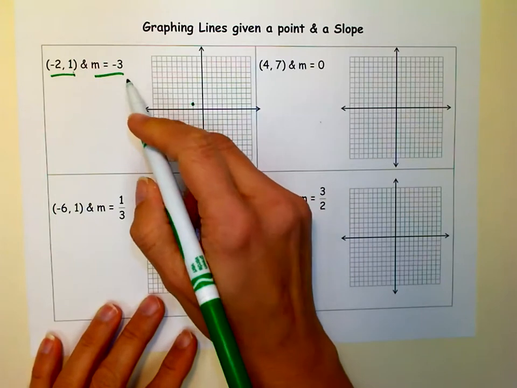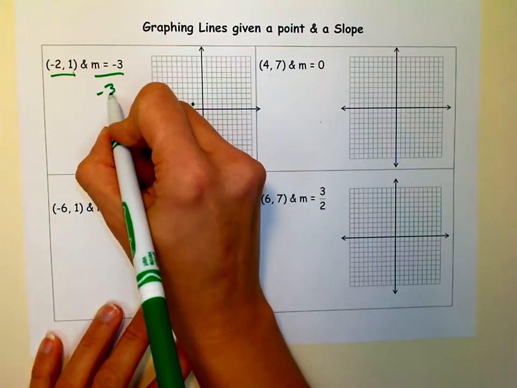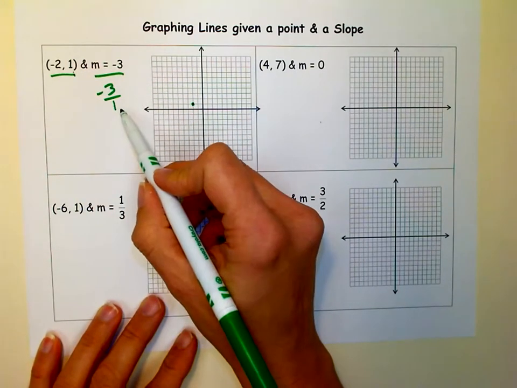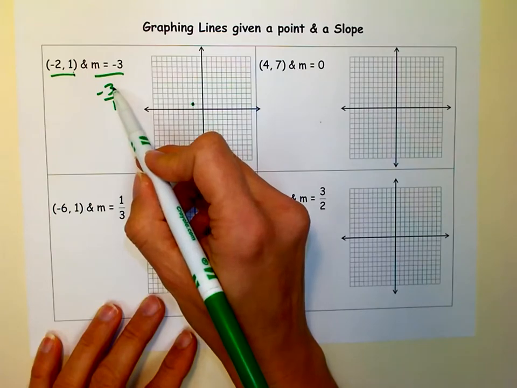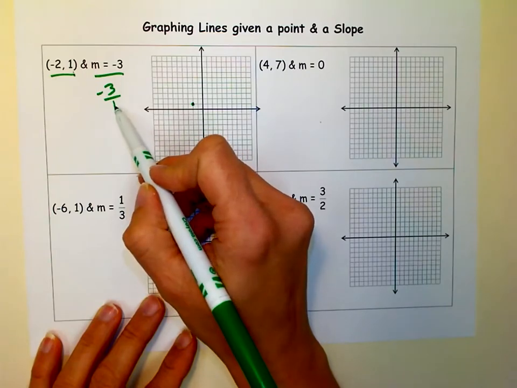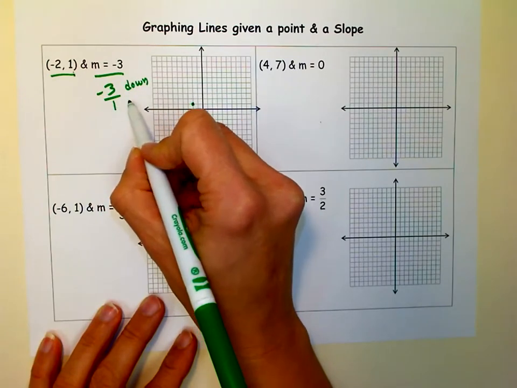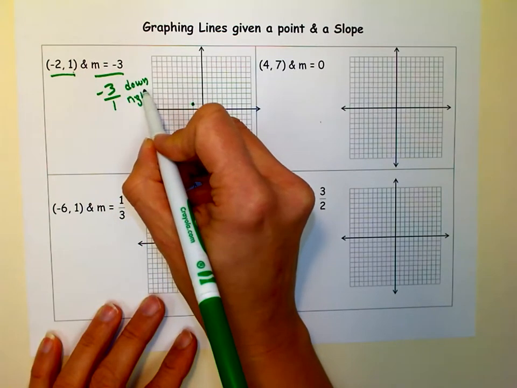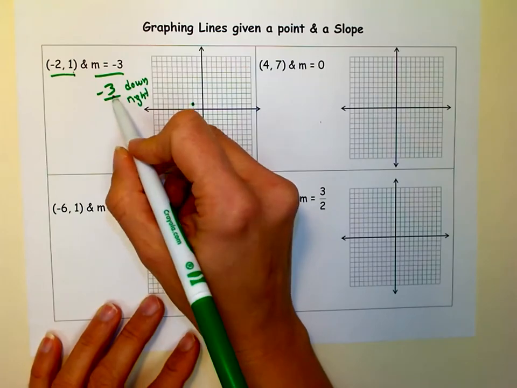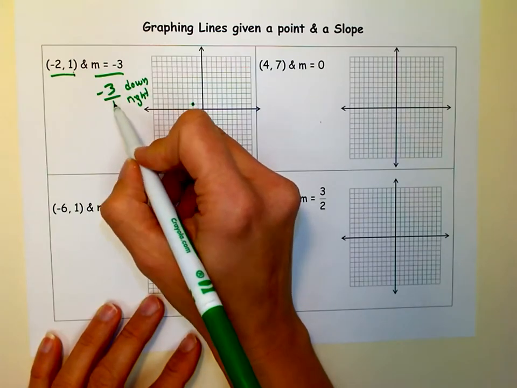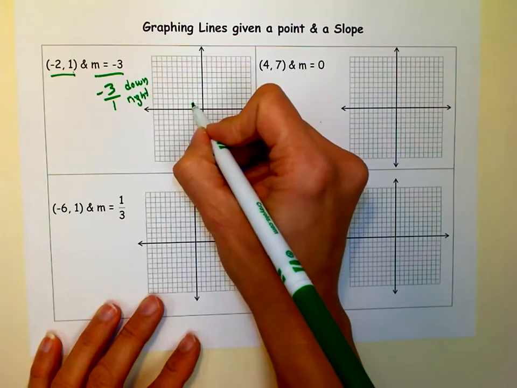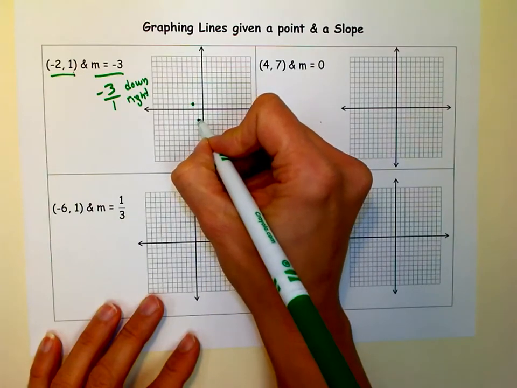And I use that slope. Remember, -3/1, I could rewrite that. And the top always tells me to go up or down. The bottom tells me to go left or right. Since that's negative, I'm going to go down 3, and that's positive, so I'm going to go right 1 every time I go down 3. Remember, it's rise over run, so every time I go down 3 from my point, I'm going to go right 1. So down 3, right 1.